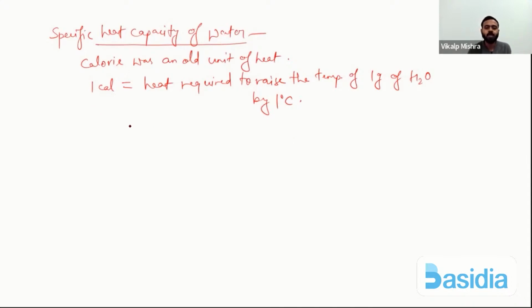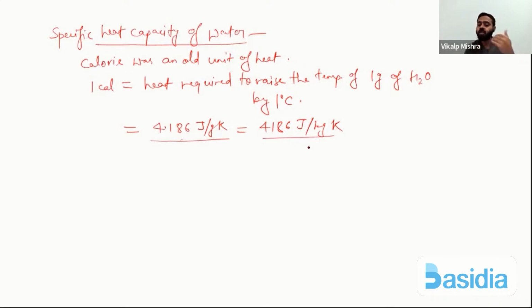So that heat was 4.186 joule per gram Kelvin, or we can write 4186 joule per kg Kelvin. This much heat is required to raise the temperature of 1 gram of water by 1 degree Celsius.